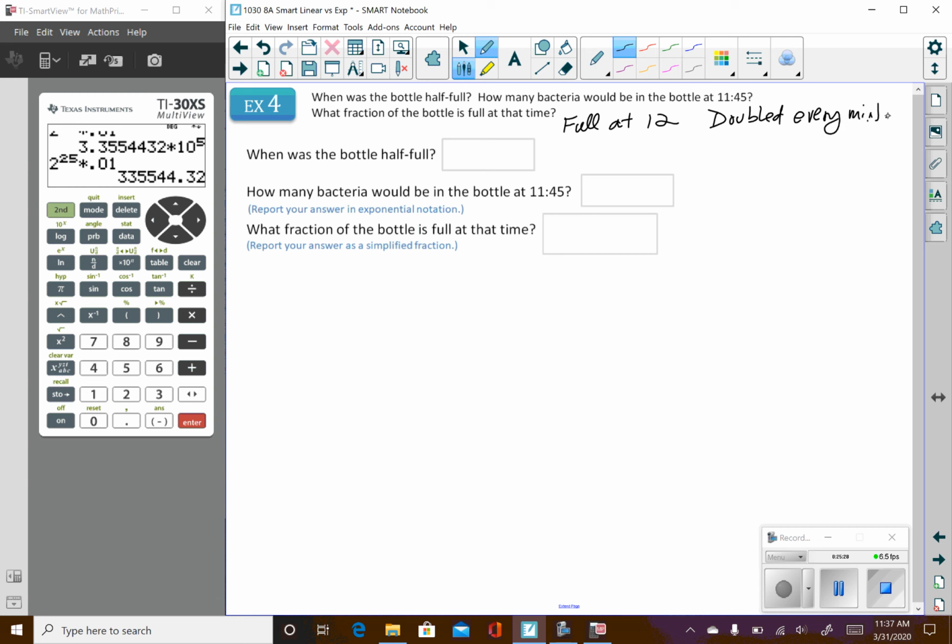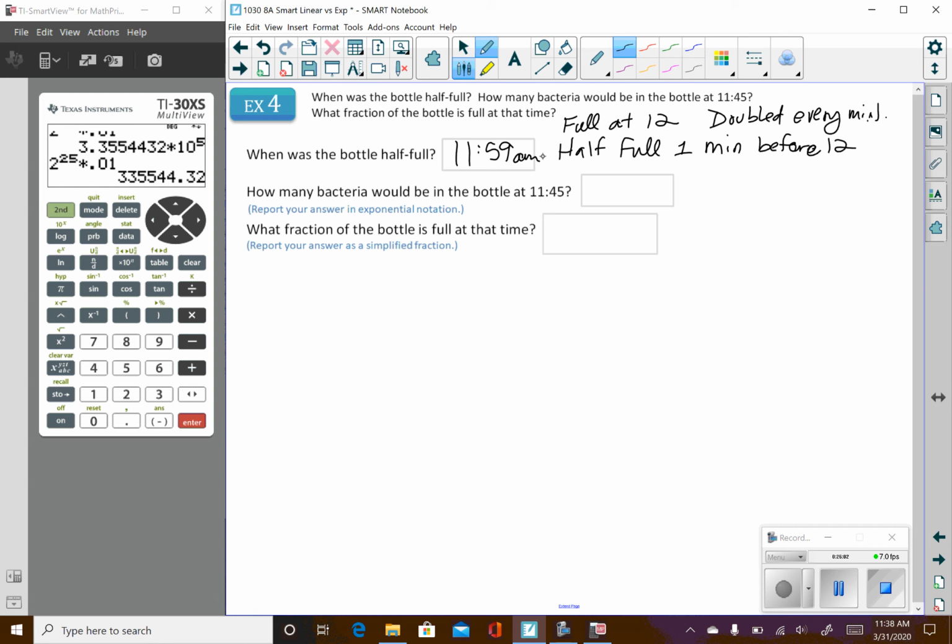So it would be half full. It just doubled. It doubled in that last minute. It would be half full 1 minute before 12. So at 11:59 is when it is half full. And then in that minute after, at noon, is when it doubles and is full. And that's kind of weird and crazy to think about, but it's half full at 11:59.